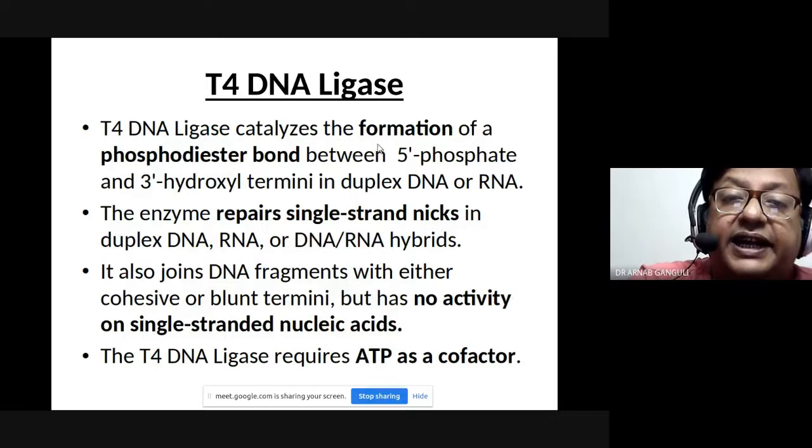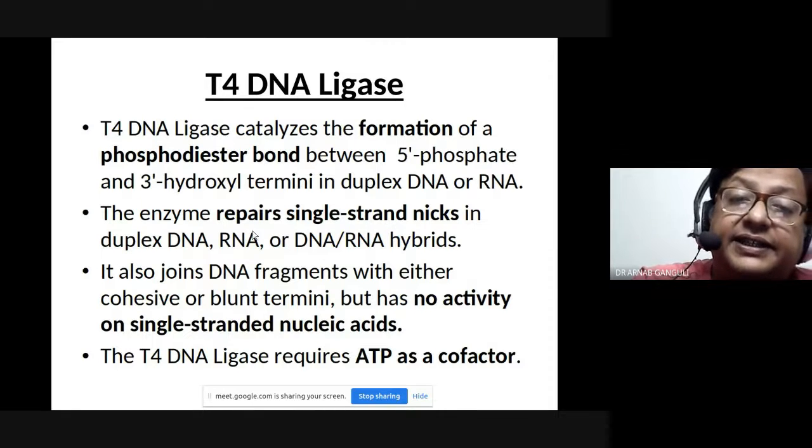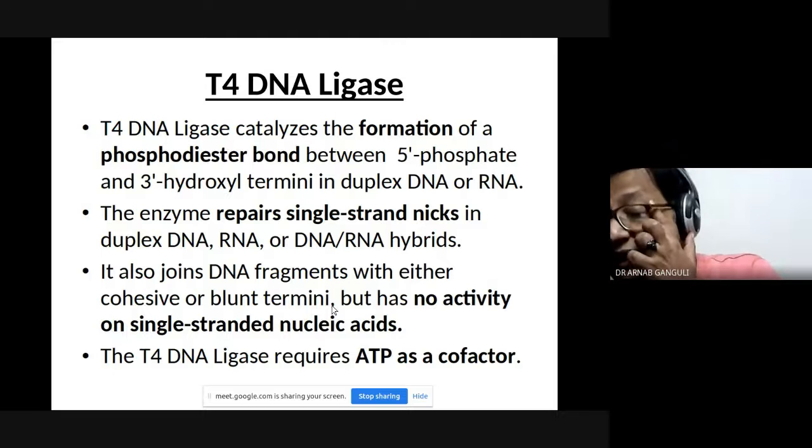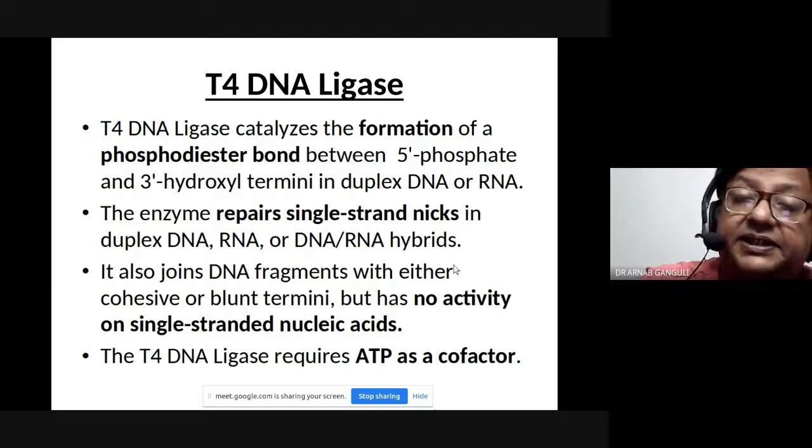The T4 DNA ligase catalyzes the formation of a phosphodiester bond between 5' phosphate and 3' OH in duplex DNA or RNA. This repairs single-stranded nicks in duplex DNA, RNA, and DNA-RNA hybrids. It also joins DNA fragments with either cohesive or blunt termini, but it has no activity on single-stranded nucleic acid. It needs two strands. It requires ATP as cofactor.